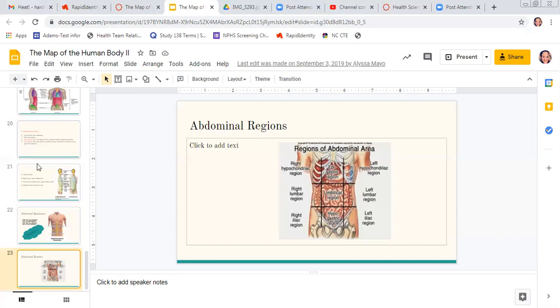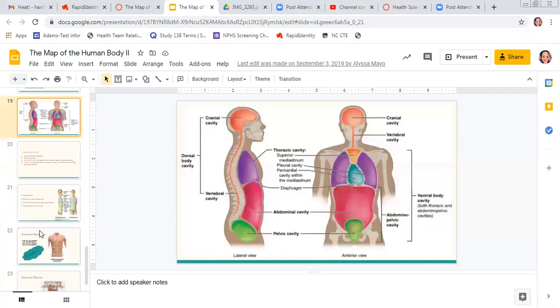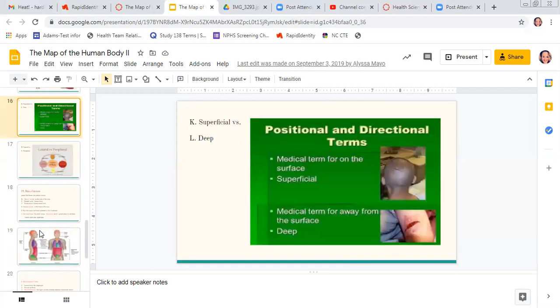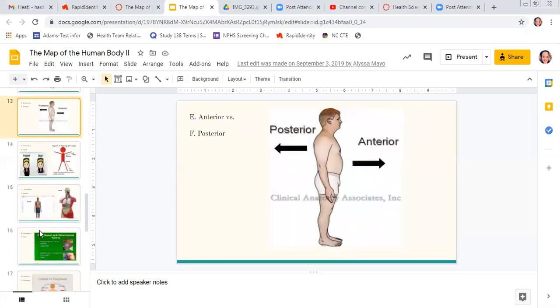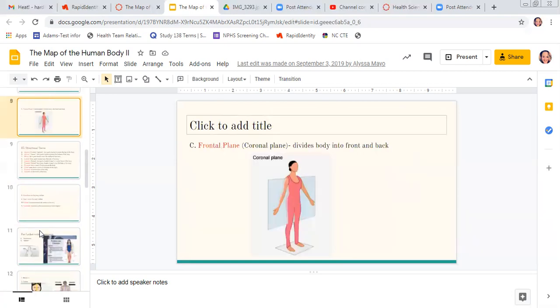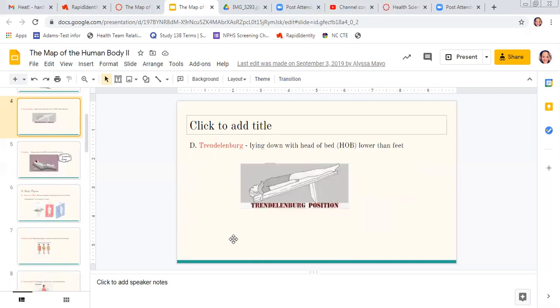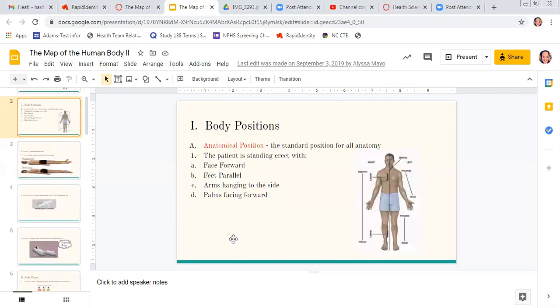And that's actually your last slide for today, guys. So we covered abdominal regions, abdominal quadrants, we covered body cavities, we covered terms in relation to the body. So we'll go back to that first slide, directional terms. So we remember we're going to study those in pairs. We covered your planes, 3 of those. Remember, I like the slide on slide 6, the definition and pictures here. We covered your positions such as Fowler's, Trendelenburg, supine, and prone, and then we covered anatomical position.